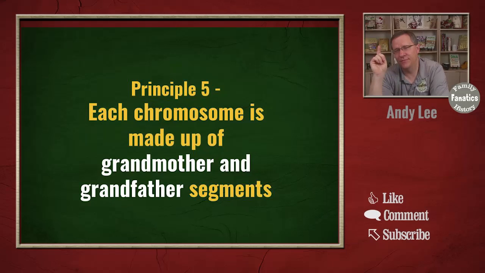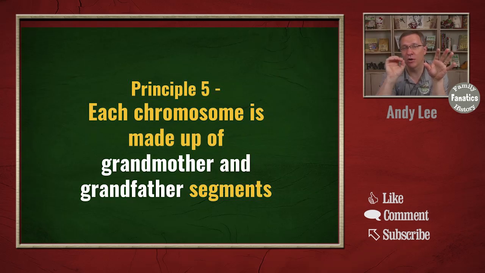Now, principle 5. Each chromosome is made up of grandmother and grandfather segments. And that's the whole goal of visual phasing, is to divide up the chromosomes into which parts came from which grandparent. So the maternal chromosome is made up of your maternal grandfather and grandmother's segments. And same with your paternal chromosome. You don't have a chromosome that is partly a maternal grandmother and partly a paternal grandmother. That just can't happen. But each chromosome is going to have these segments, unless of course it is all from a grandfather or all from a grandmother.